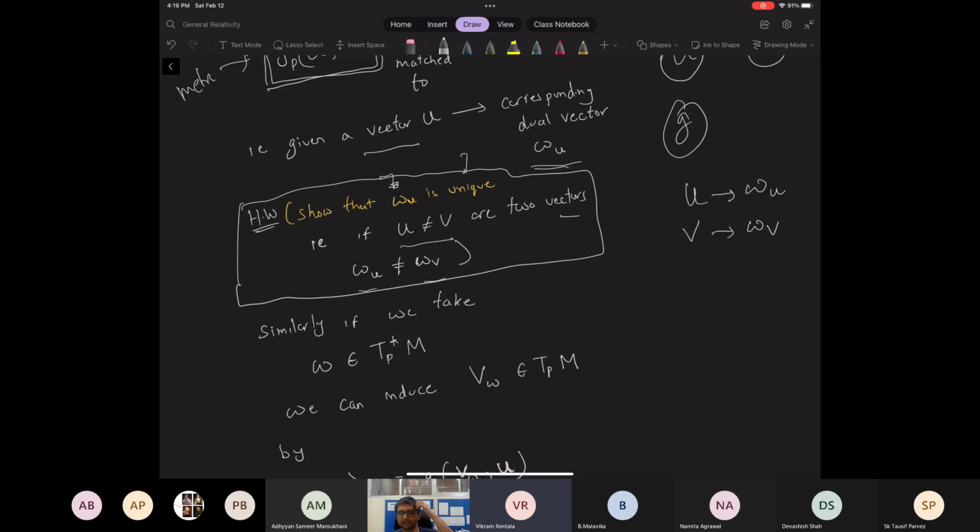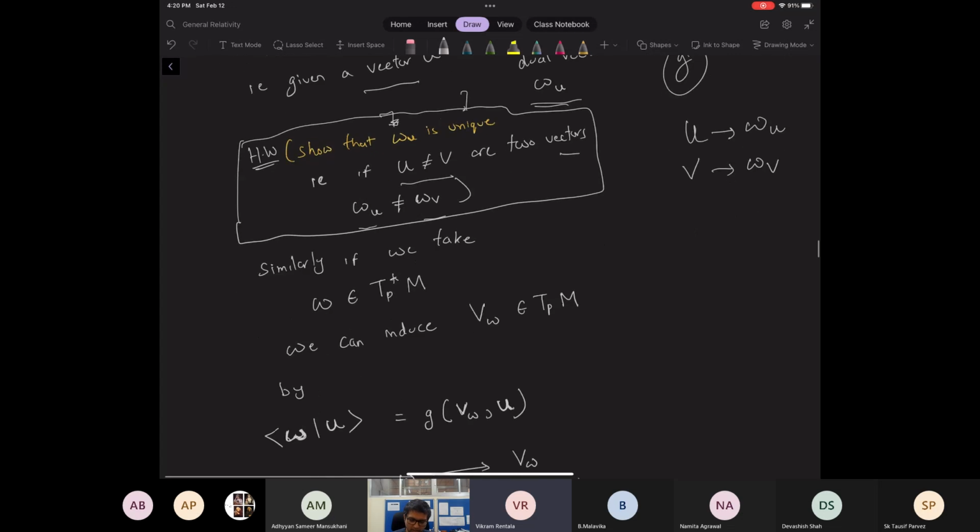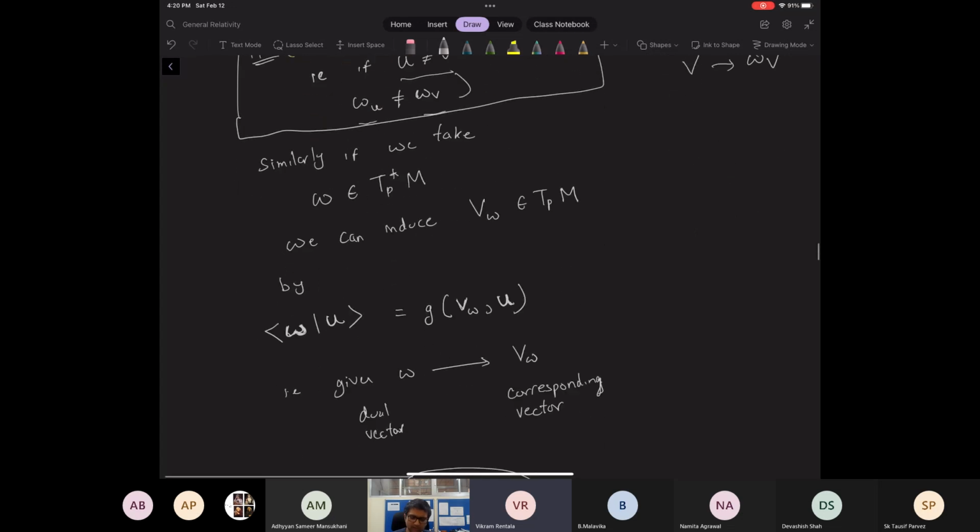And you need to use the axioms of the properties of the metric that we chose. Okay. Now, similarly, so we said that there's an isomorphism, which means given a vector u, you get a dual vector omega u. But the reverse must also be true.